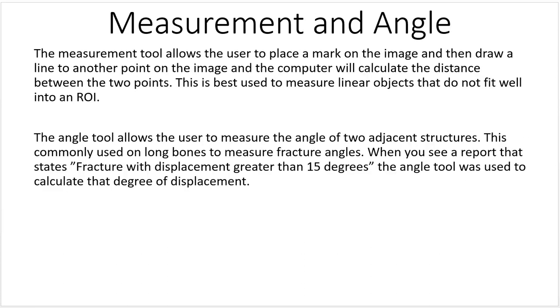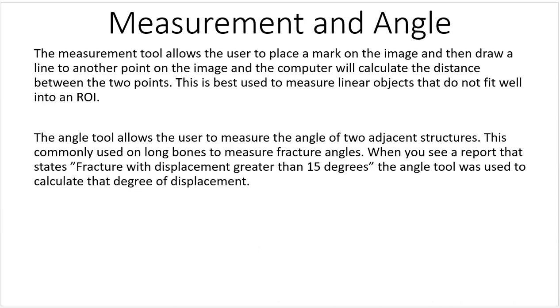Measurement and angle. The measurement tool allows the user to place a mark on the image and then draw a line to another point on the image, and the computer will calculate the distance between the 2 points. This is best used to measure linear objects that do not fit well into an ROI. The angle tool allows the user to measure the angle of 2 adjacent structures. This is commonly used on long bones to measure fracture angles.